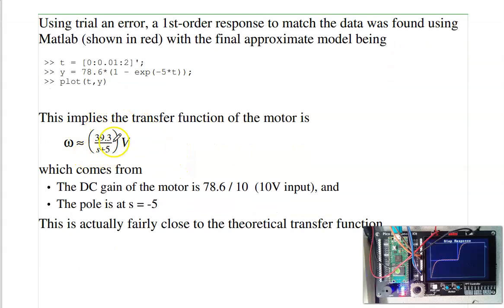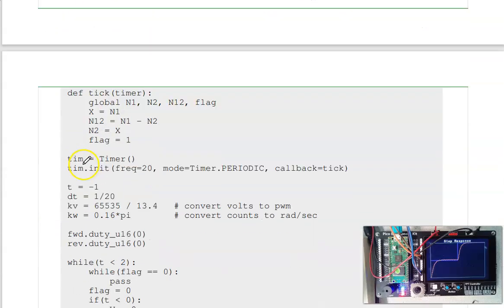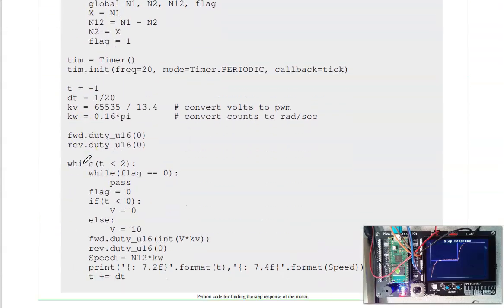What that gives me is this transfer function. The pole is that exponential, and the number on top sets the DC gain. So experimentally, this is basically the model for the DC motor. Kind of talked about that.